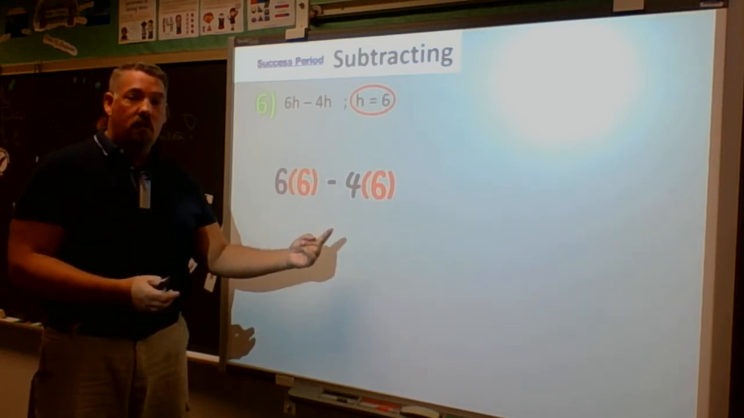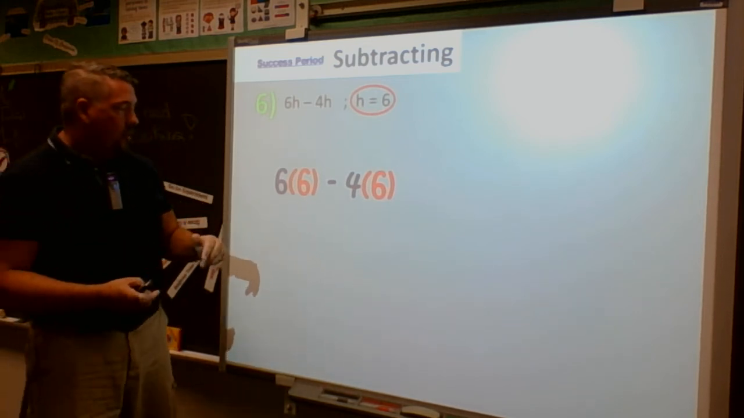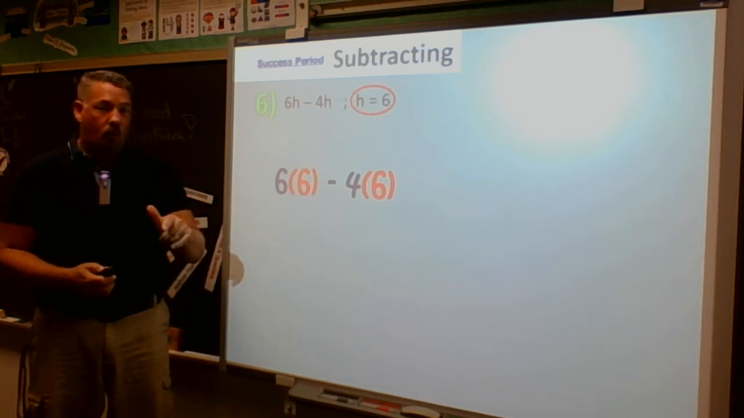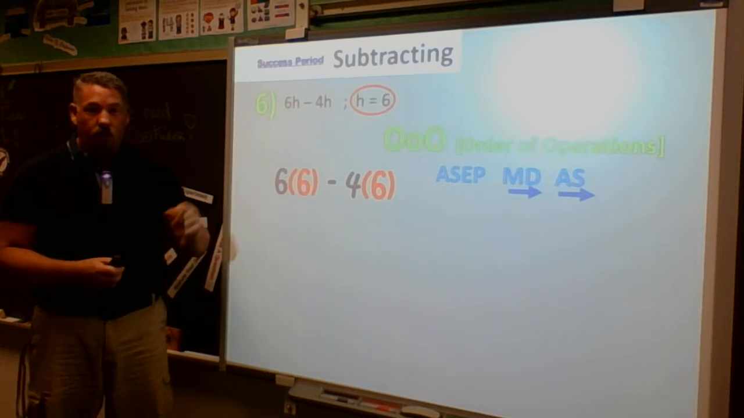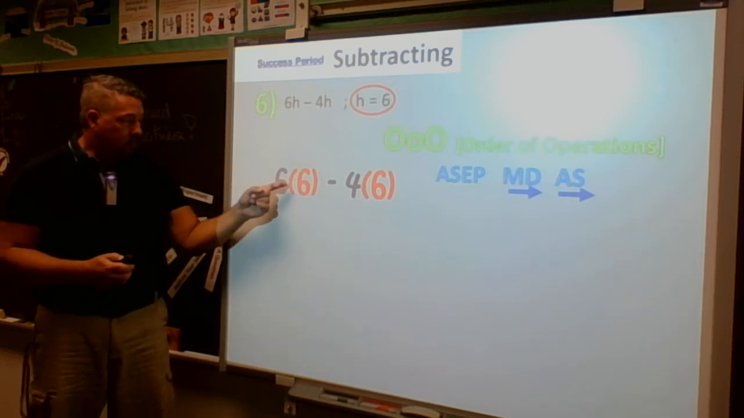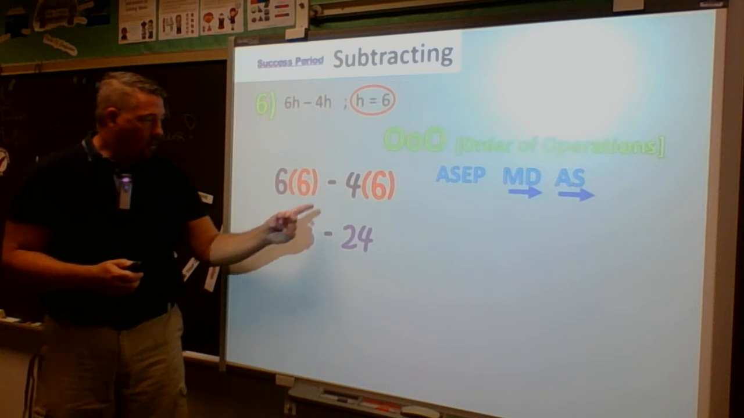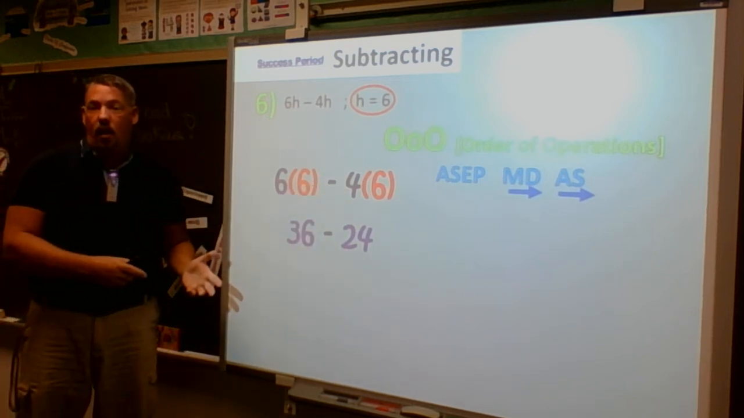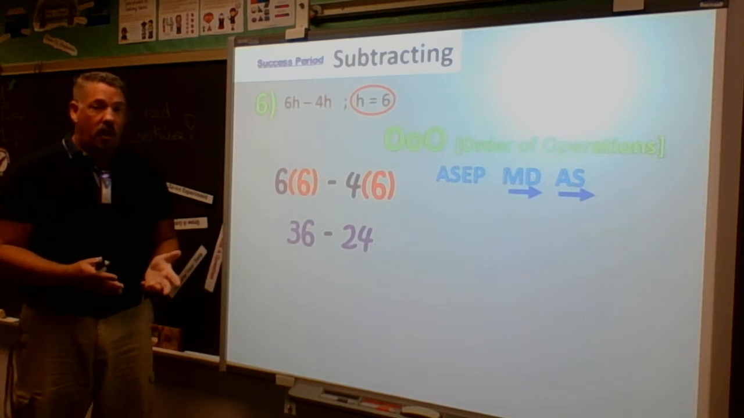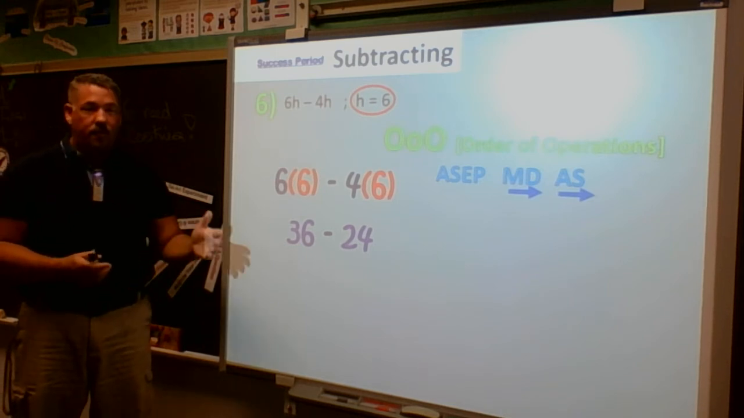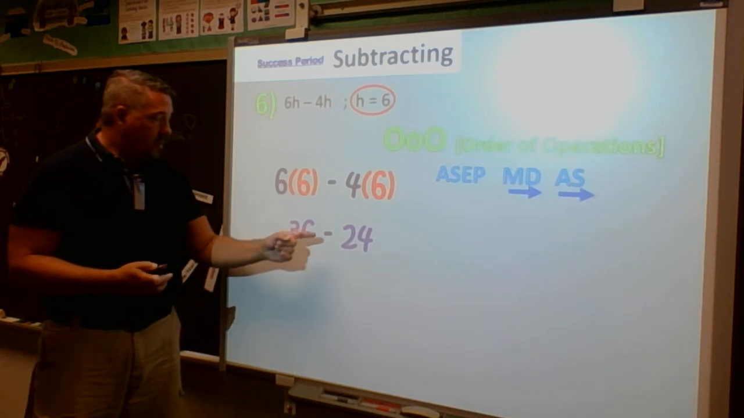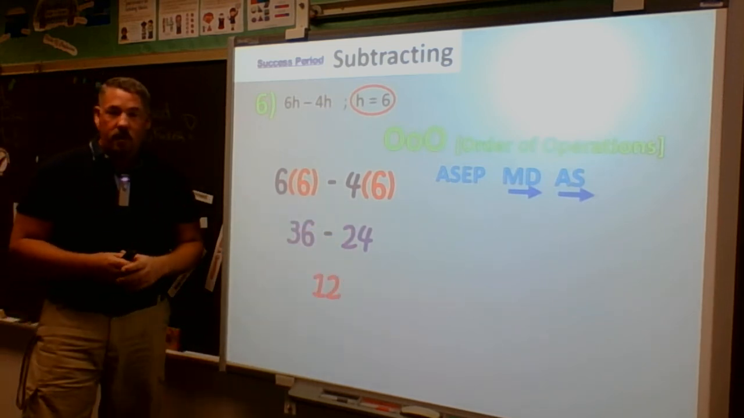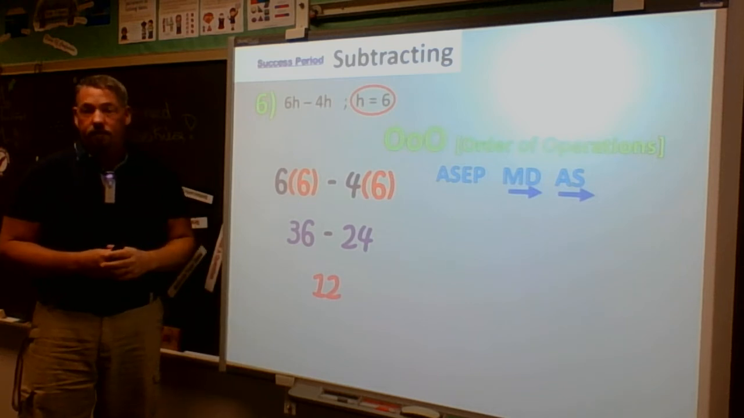Once I have it written out, that's the first part of showing my work, then I'm going to write my new line where I'm going to do my multiplication first because my order of operations tells me to start with multiplication. 6 times 6 is 36, and I know I'm subtracting. 4 times 6 is 24. Then I can subtract. Now, at any time, if you need your handy-dandy calculator while you're doing these, it's fine. Or you could look at it as, well, I know 6 minus 4 is 2, and 3 minus 2 is 1, so I know my final answer is going to be 12.